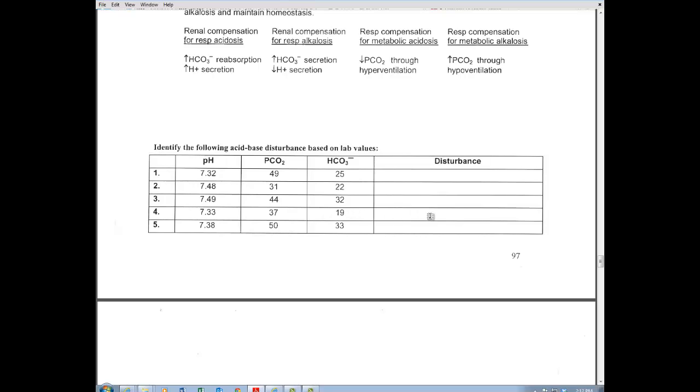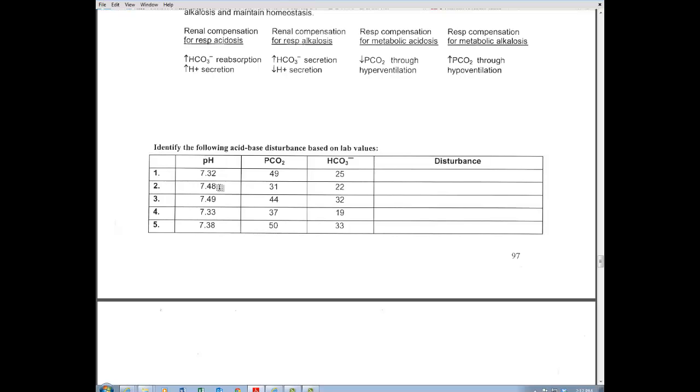Looking at the first one here, again, we see a high PCO2. We know CO2 makes acid, so that means we have a respiratory acidosis here because it's the PCO2 that's causing the low pH. The next one here, we can see, again, we have a high PCO2, but we have a somewhat normal bicarbonate, and we have a high pH.